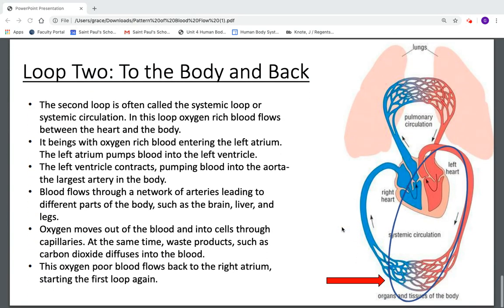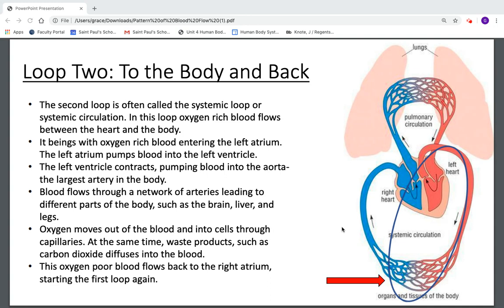Loop 2, to the body and back. In the second loop, oxygen-rich blood circulates between the heart and the rest of the body. Oxygen-rich blood leaving the lungs enters the left atrium and flows into the left ventricle. From the left ventricle, blood flows through the aorta, the largest artery in the body. Remember, arteries carry blood away from the heart. Blood then flows through a branching network of arteries throughout the body from head to toe.